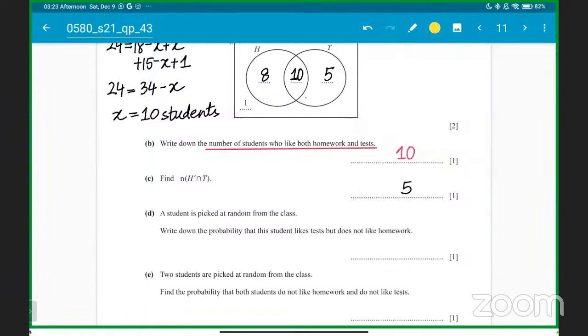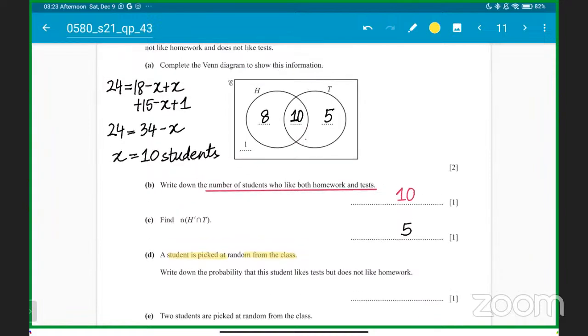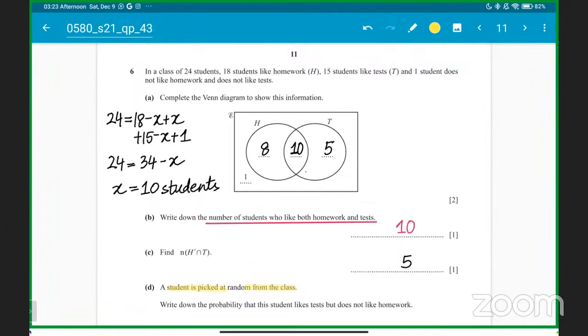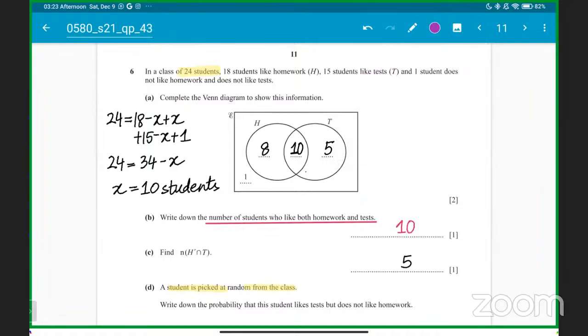Okay, a student is picked at random from the class. What it means? Again, the same thing what we started with. So 24 students in total. So you have to understand that 24 students आपके denominator में होगा. Are we getting it, guys?